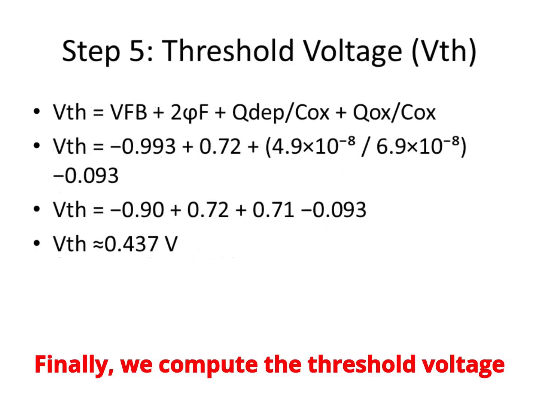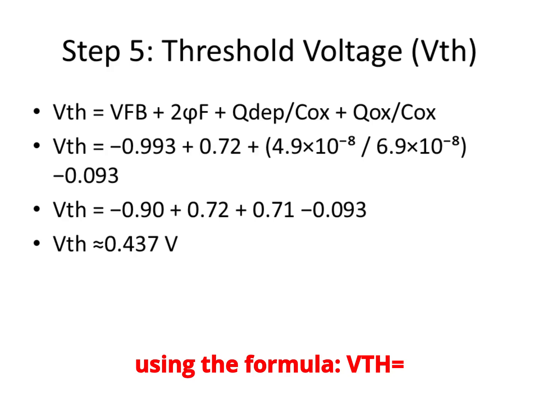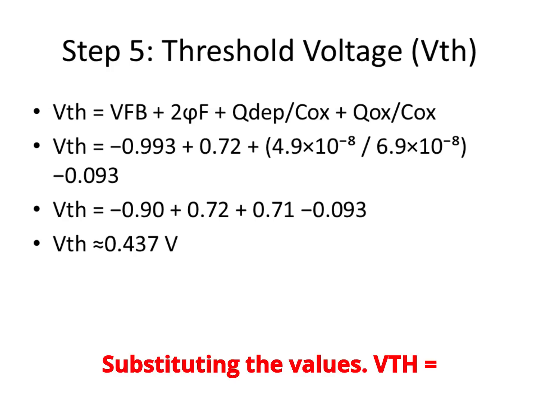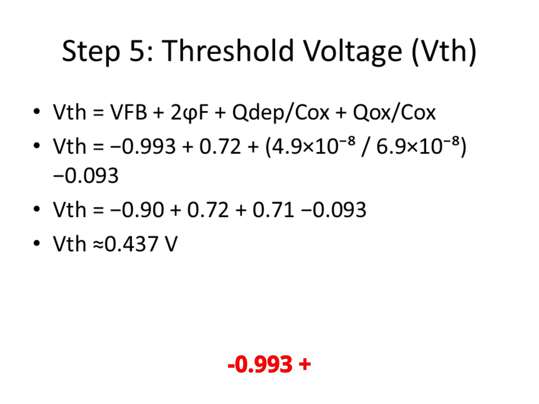Finally, we compute the threshold voltage using the formula. Vth equals VFB plus 2φF plus Q_dep over Cox plus Q_ox over Cox. Substituting the values, Vth equals minus 0.90 plus 0.72 plus 4.9 times 10^-8 over 6.9 times 10^-8, which is 0.71, minus 0.093. Vth almost equals 0.437 V.